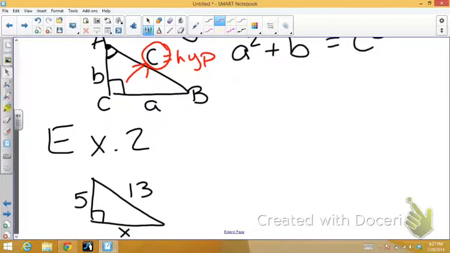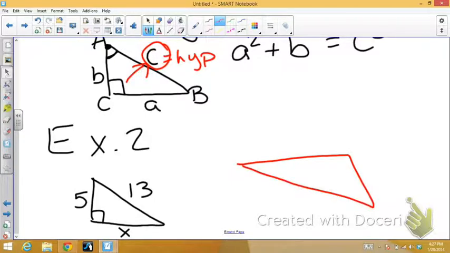Now my triangle right here is in the same orientation, but what if I rotated it? What if my triangle was like this? Well, then we'd see C is actually across in that direction. But we know 13 would be C, so A and B, it doesn't matter. We can put them in any order.